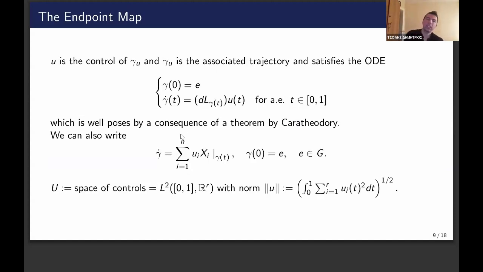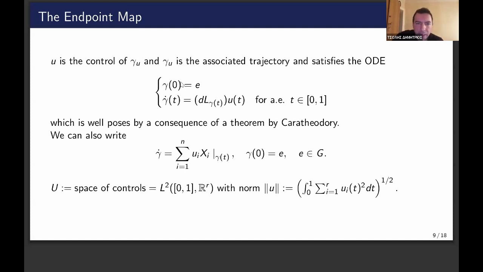Okay, now that we have the basic understanding of Carnot groups and Lie groups, let's define the endpoint map specifically on Lie groups. Now, the endpoint map can be defined on any Sub-Riemannian manifold, but for the purposes of this presentation, I'll just mention Lie groups. So we say that U is a control of a curve when it satisfies this property here.